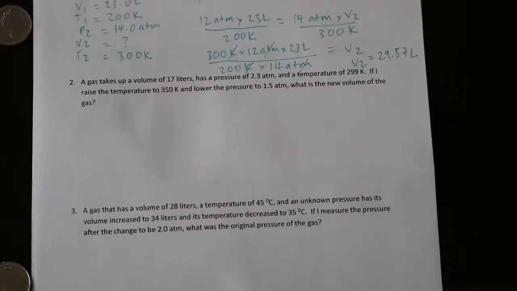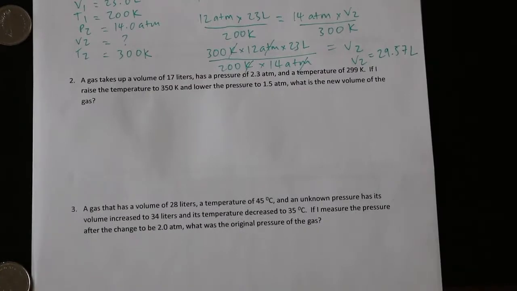Okay, let's look at question number 2. So let's identify all of our variables. It says the gas takes up a volume of 17 liters, has a pressure of 2.3 atmospheres, and a temperature of 299 Kelvin. If I raise the temperature to 350 Kelvin and lower the pressure to 1.5 atmospheres, what is the new volume of the gas?